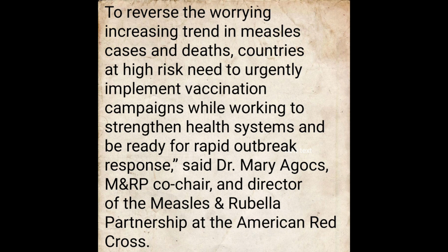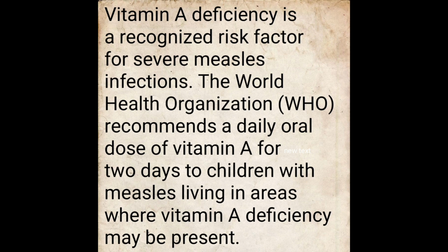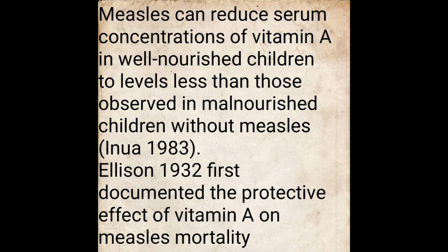There's another quotation. To reverse the worrying increasing trend in measles cases and deaths, countries at high risk need to urgently implement vaccination campaigns. Vitamin A, another quote: deficiency is a recognized risk factor for severe measles infection. The World Health Organization recommends a daily oral dose of vitamin A for 2 days to children with measles living in areas where vitamin A deficiency may be present. Measles can reduce serum concentration of vitamin A in well-nourished children to levels lower than those observed in malnourished children without measles. That's a finding.